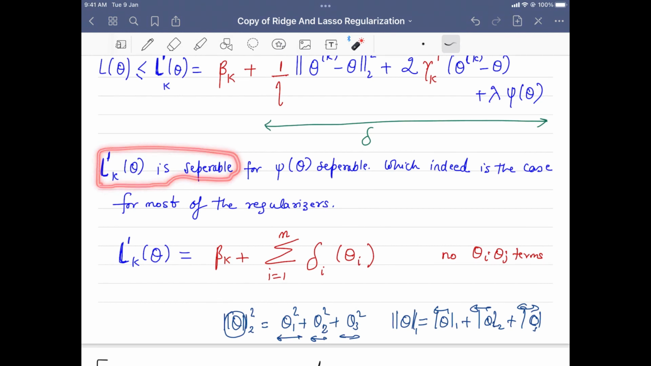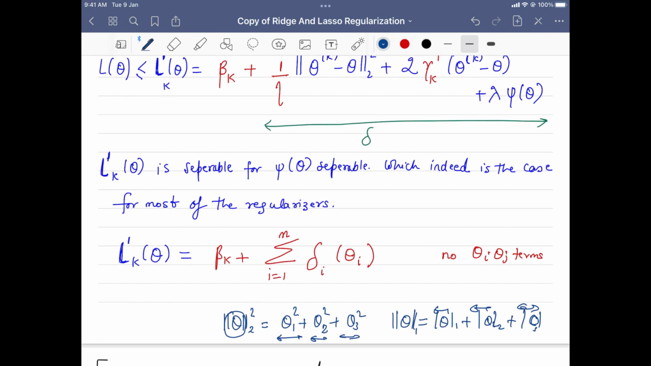So if you can do this separation, then this particular L prime k of theta is separable, and it is better to use in these types of situations where your regularizer of theta is separable. For L2 and L1 norm, it is mostly true that you can separate the components as a summation. You have this and this, and it doesn't involve multiplication of the cross term. If you have a hypothetical regularizer which has multiplications of theta 1 and theta 2, in that type of situation it will not work. So it will work mostly for the regularizers where you have separability.